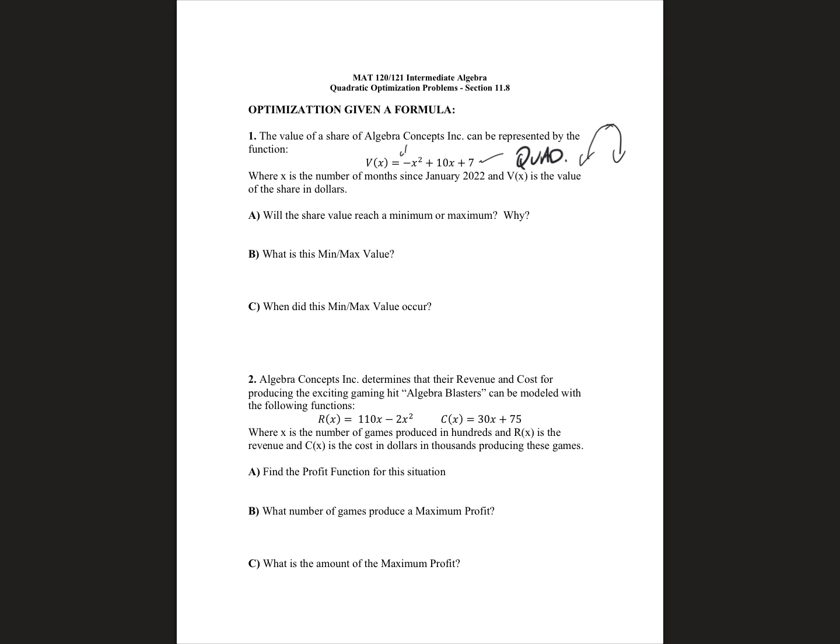In this case, x is the number of months since January 2022, and V of x is the value of the share in dollars. If I was looking for V of 1, this would be 1 month since January, so perhaps February 2022. I'd plug that in: negative 1 squared plus 10 times 1 plus 7. Doing some math, we get 16. So the share price in February was $16. That's how we use the model they gave us.